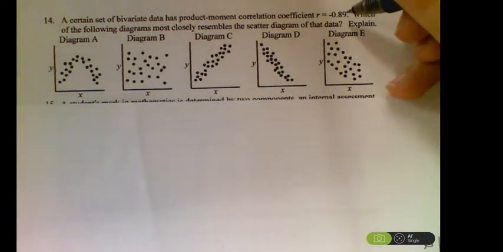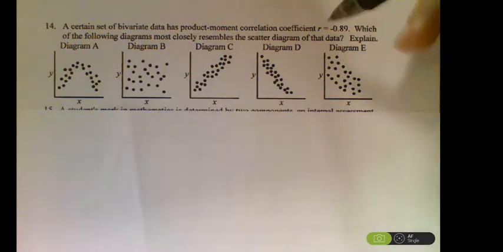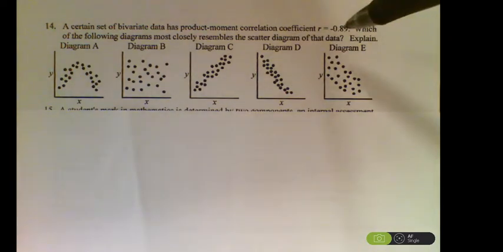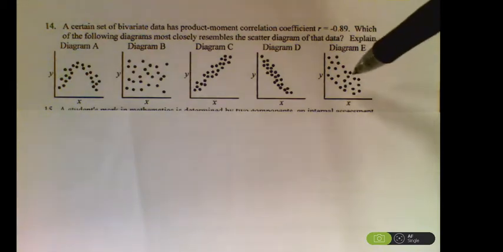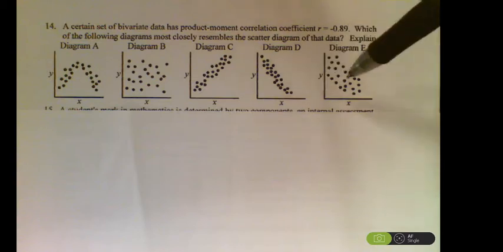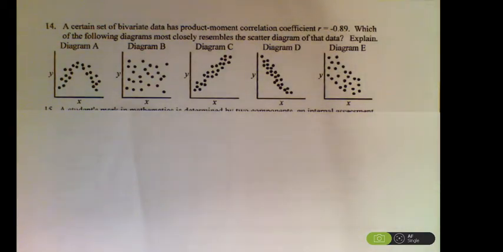Moving on down to 14, just a couple more here. So we got some bivariate data. The correlation coefficient was negative 0.89. So which one would resemble that? So first of all, it's negative, which means it needs to head in a downward direction. The closer it is to -1, the stronger it is. So that's a pretty strong relationship. So that would be pretty weak. That would maybe be more like a -0.5 or something like that. So that one's pretty strong, definitely stronger than this, and it's in that negative direction. So it's got to be diagram D for this one for number 14.